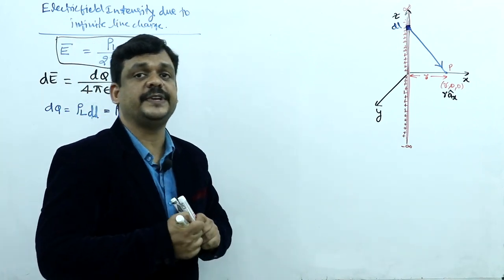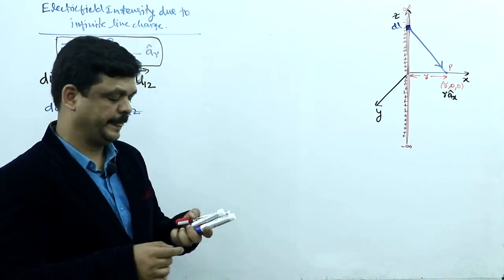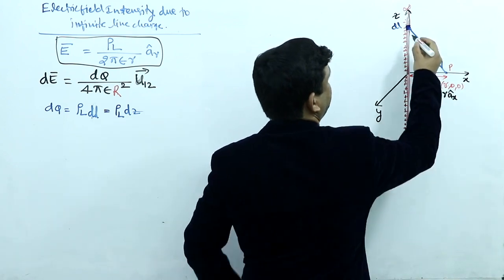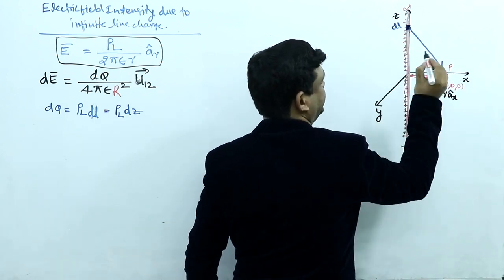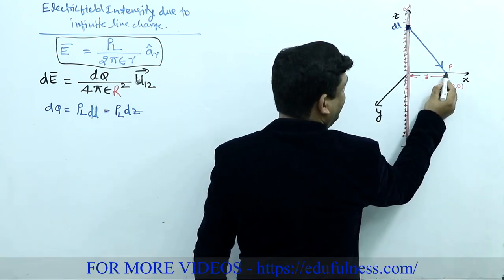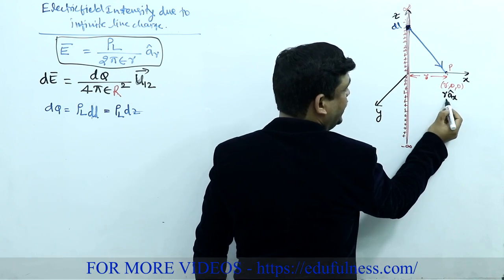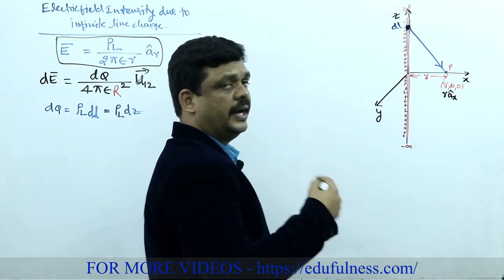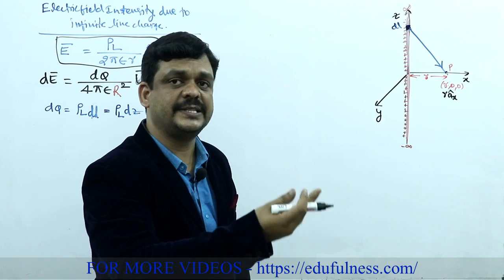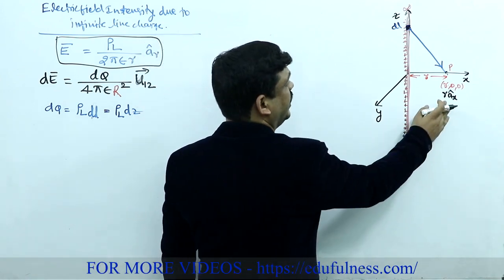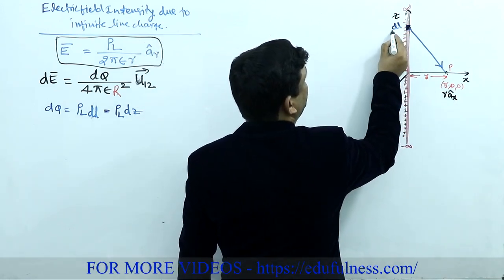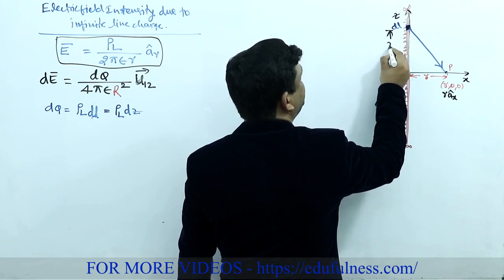To find the unit vector, first of all we want the distance vector. The distance vector is from this point to this point. This point's vector is already defined. What is the vector here? R into ax. Ax is a unit vector that explains direction, and what is the magnitude here? R. And this differential length I have assumed at a particular distance.